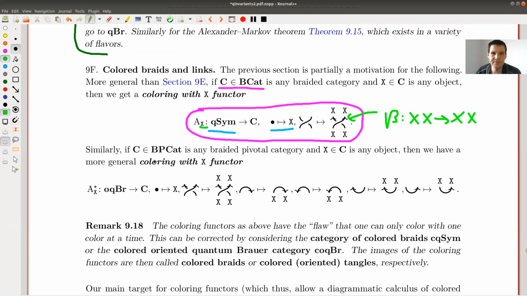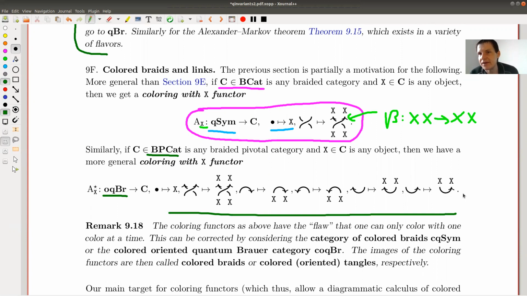And you can do this, of course, also in the oriented Bauer setup. Whenever you have a dual, like a pivotal braided category, you just do exactly the same thing. So all that is happening here is I color my strings with a chosen object. That's it. Nothing fancy.